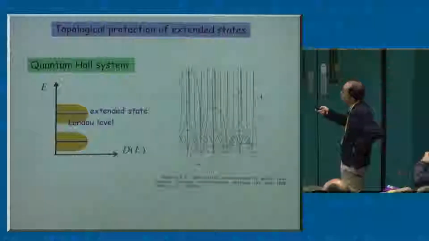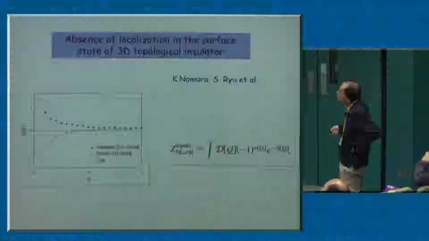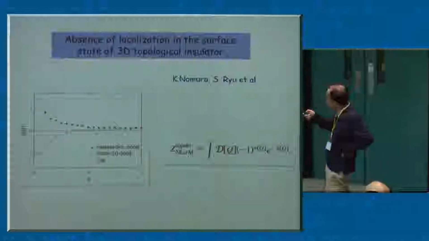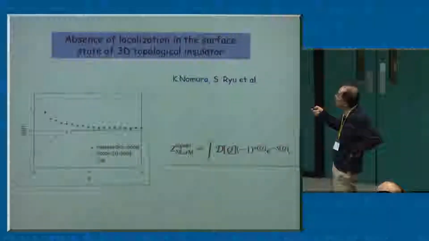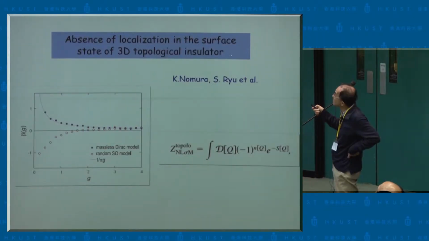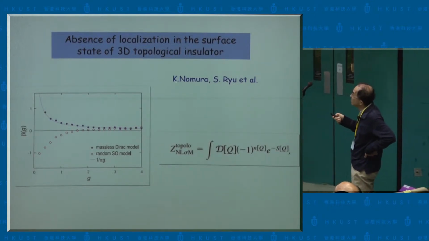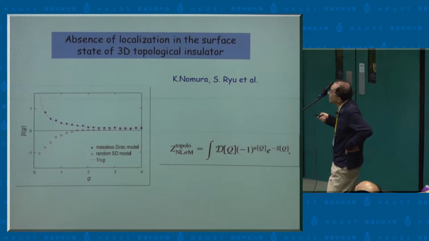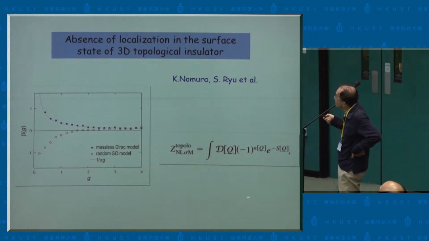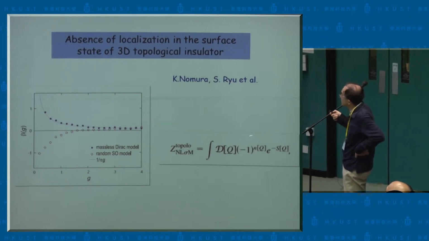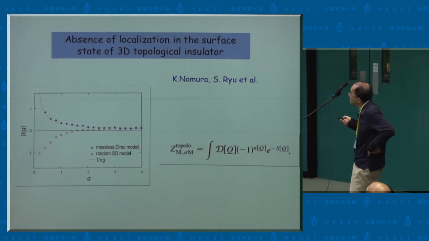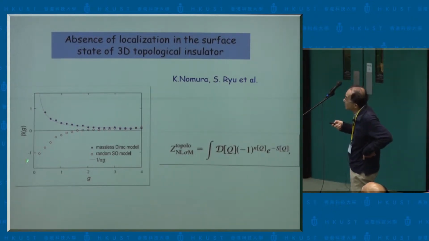So this topology affects the localization problem. And recently, lots of attention has been focused on the absence of localization on the surface states of the three-dimensional topological insulator. This is one example by Nomura and Shinsei Ryu. If you map the localization problem into the nonlinear sigma model, there appears a topological term, which gives you a sign depending on some topological number. You have a positive or negative contribution to this partition function. So this modifies the beta function quite a lot.